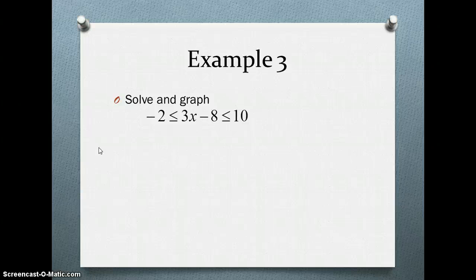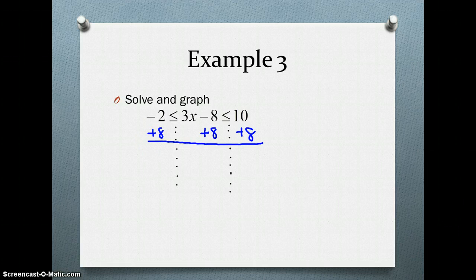So this is an example of an and inequality. And how we do these is we start on the inside. If this helps, we have three different sections here. We have the left, the middle, and the right. We always start from the inside out. I have -8. I need to get that 3x by itself. I add 8 in the middle. That means I have to add 8 in the other two spots as well.